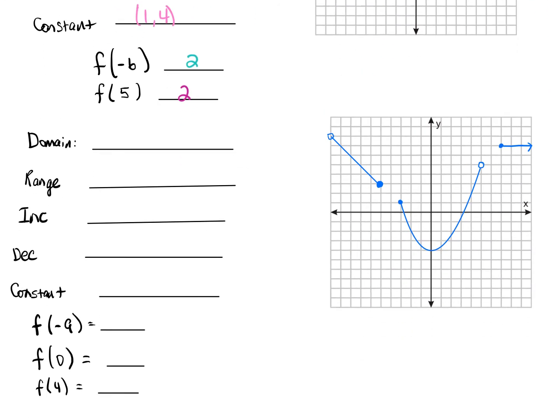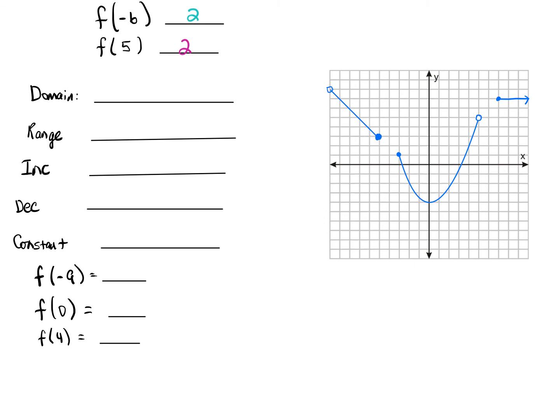If we look at the last question from your notes, you're given this graph. You're asked for the domain, range, increase, decrease, constant, and to find f of -9, f of 0, and f of 4. To find your domain, what are the x values that are being covered on this graph? What's your lowest x value that's here? -10. Where does that go up to?